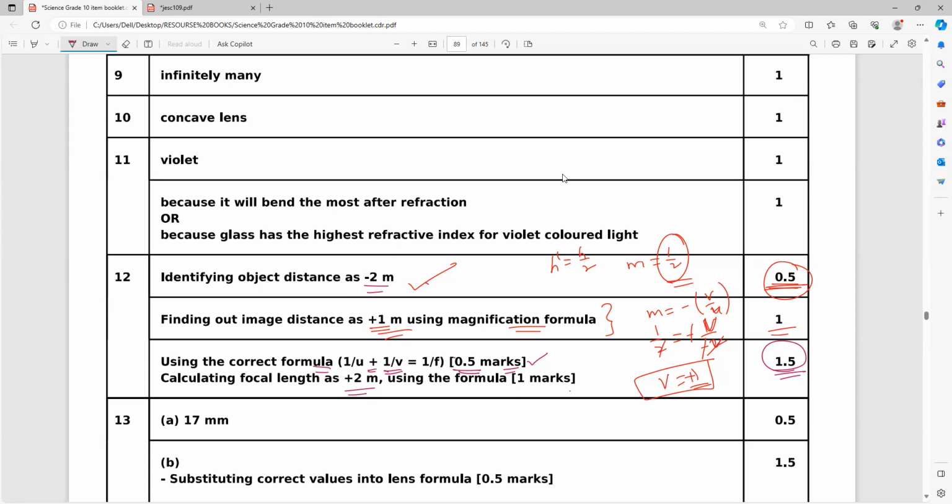So calculating the focal length +2 using the mirror formula. If you calculate it, you will get 2 meters. Just now I had told. So please solve it, you will get the answer. So now let it be.